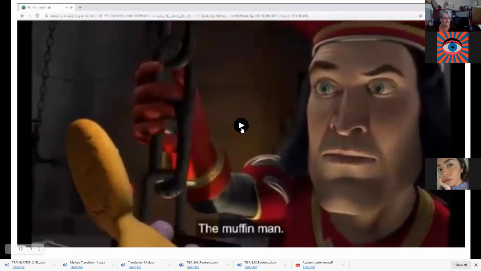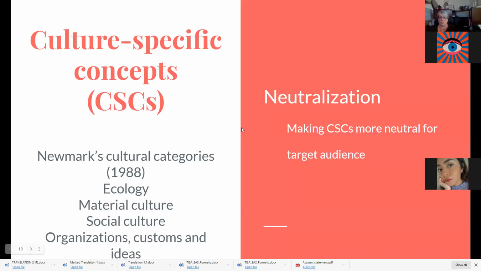The thing that makes translation so complicated are these cultural specific concepts, or CSCs. And Newmark discusses four different categories of these cultural specific concepts, right? Ecology, in terms of animals, plants, winds, mountains, landmarks; material culture, as in food, clothing, housing, transportation; social culture, as in work and leisure activities; and organizations, customs, and ideas, as in political, social, legal, religious, artistic, historical aspects of a culture.